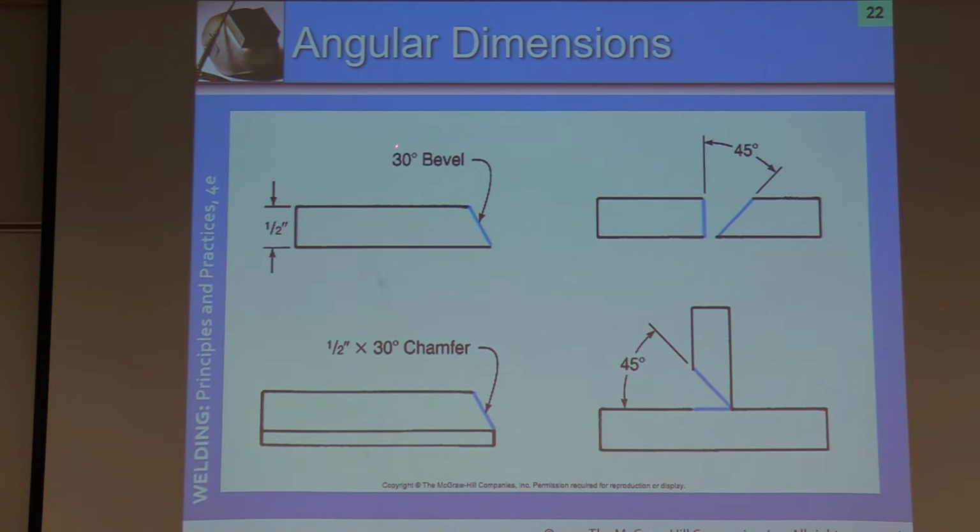So let's look at degrees real quick. What it's telling you here is that this is a 30-degree bevel. Okay, 30 degrees. This is a 45-degree bevel on one piece only. The other one is 90. This is 45 degrees on this piece only. This is a 1/2 by 30-degree chamfer. Okay.